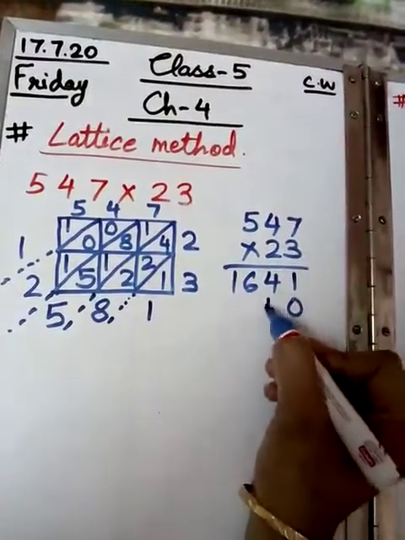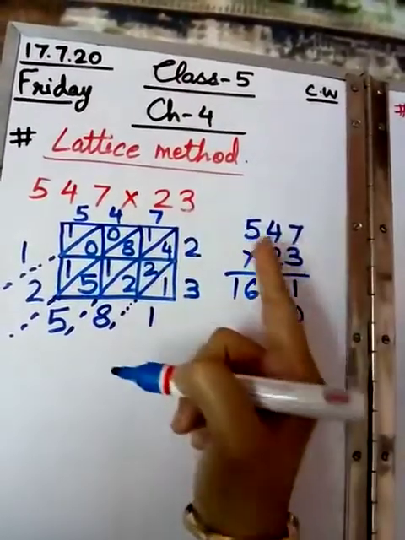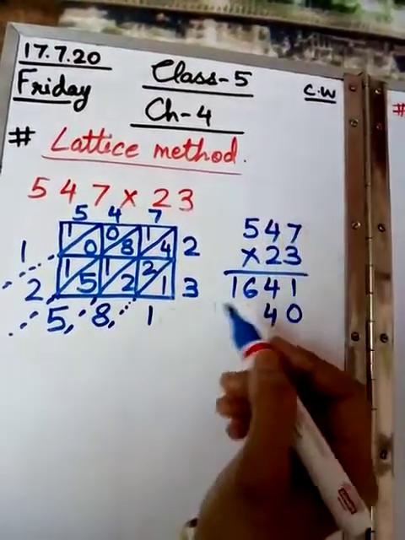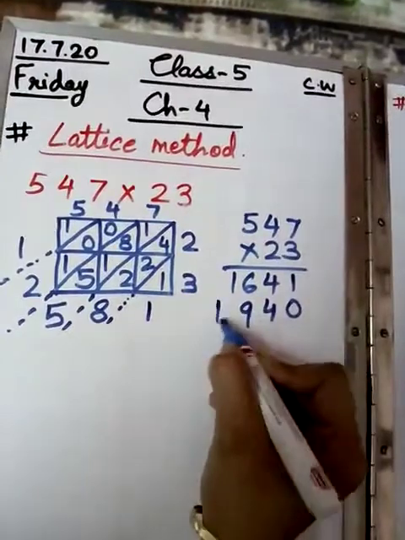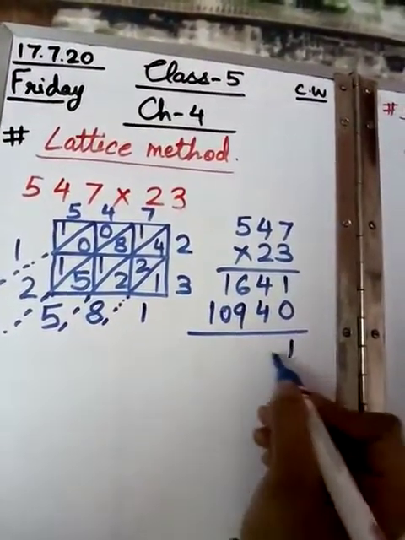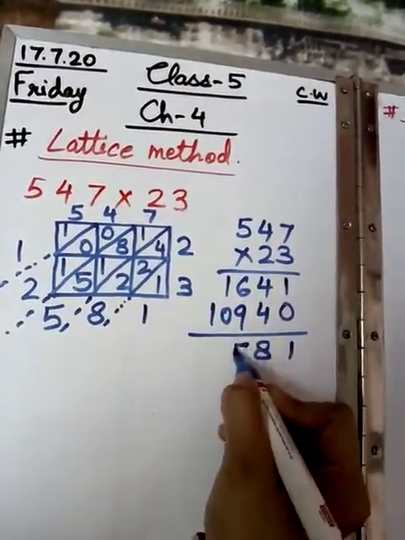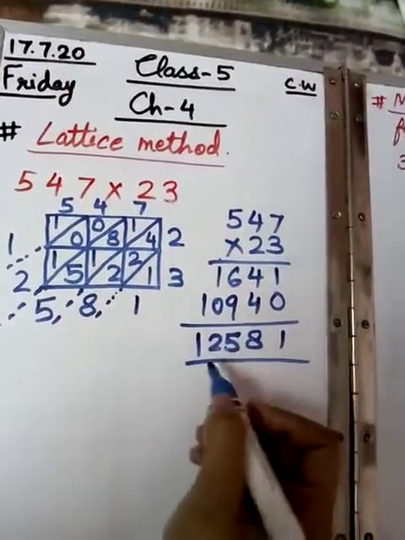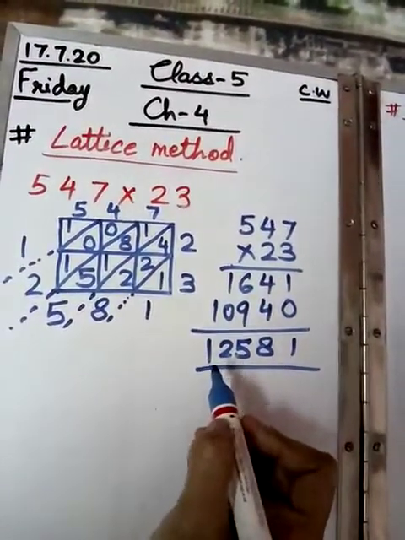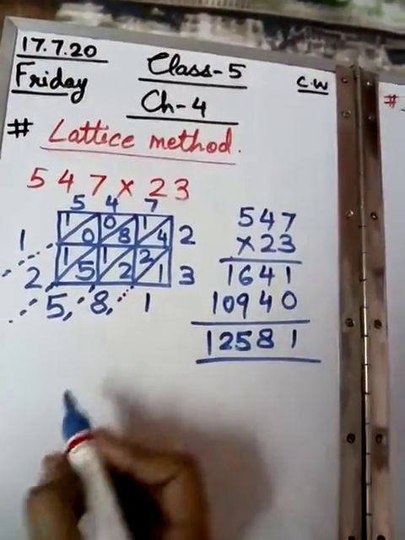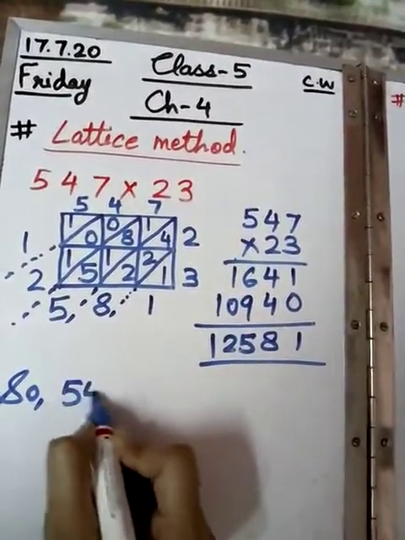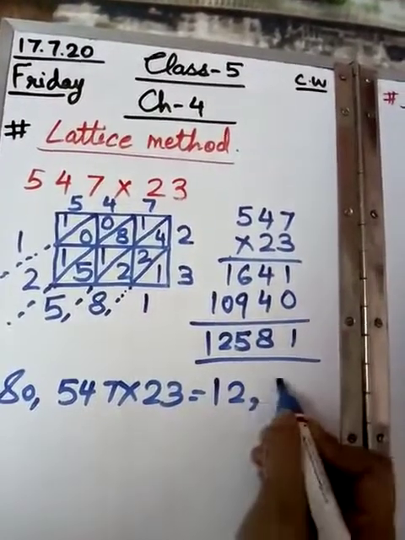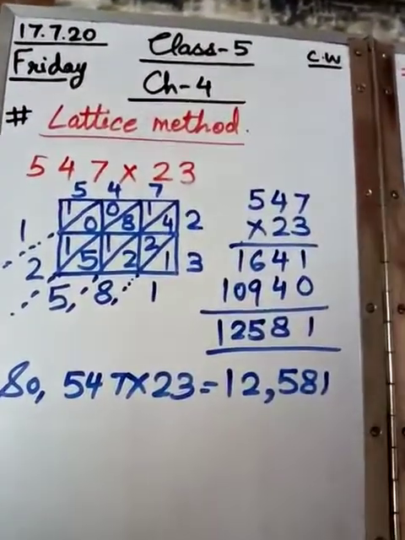2 7s are 14, write 4, carry 1. 2 4s are 8, 8 plus 1 is 9. 2 5s are 10. Now add it. 1 8. 6 plus 9 is 15, 5 and 1 carry. 1 plus 1 is 2 and here 1. See, the answers are matching. 12581, 12581. That means 547 multiplied by 23 gives us 12,581. This is how you will do the lattice method.